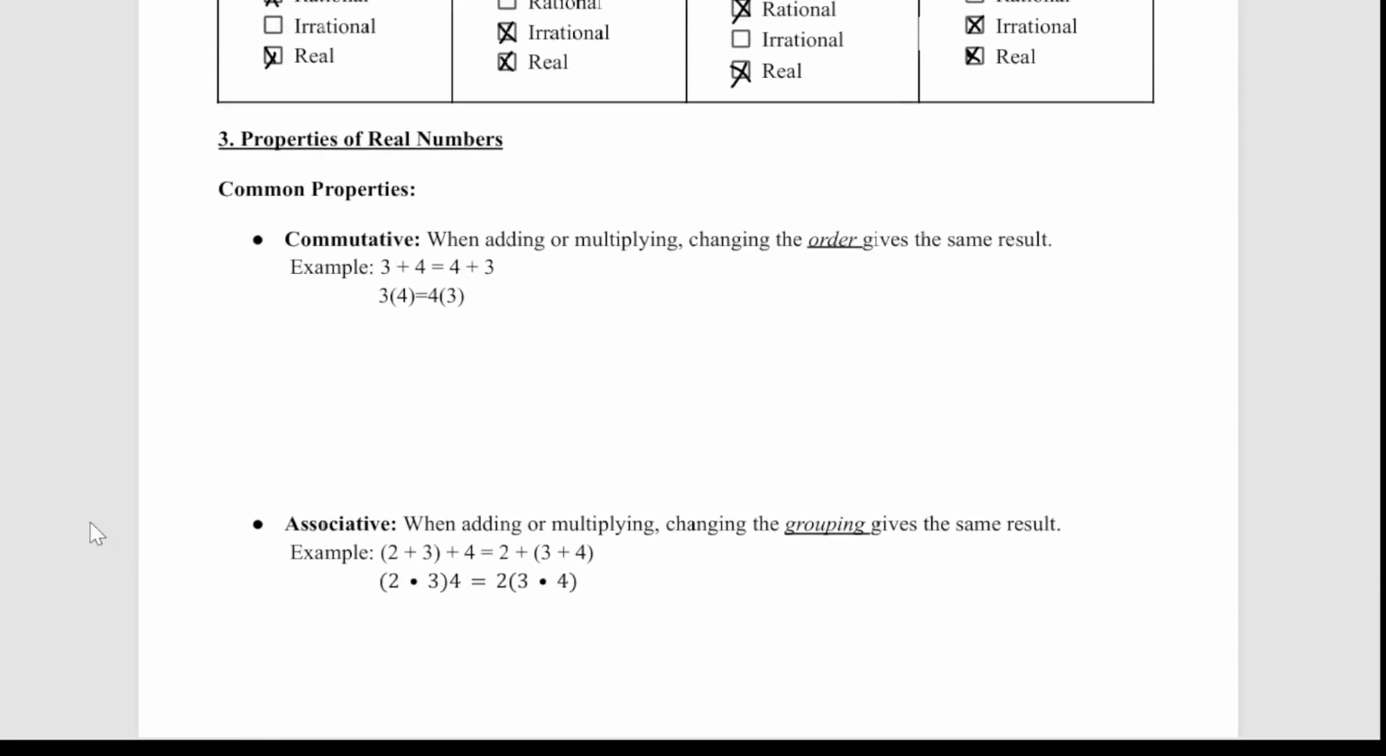Now we're going to pivot into talking about some of the properties of real numbers. So this tells you what sorts of operations you're allowed to do when dealing with numbers. The commutative property is whenever you are adding or multiplying, changing the order will give you the same result. So if I have any number, such as represented by A, plus any other real number represented by B, that's the same thing as B plus A. The same thing as A times B is B times A.